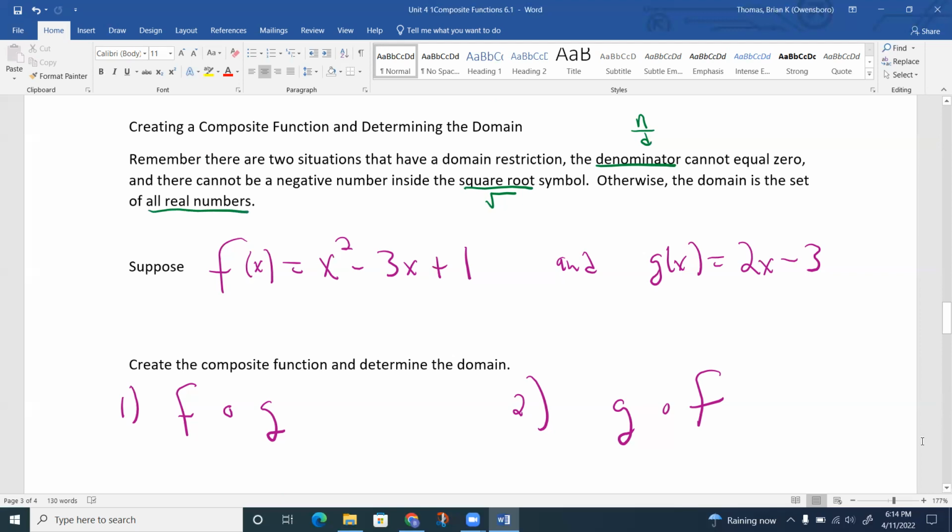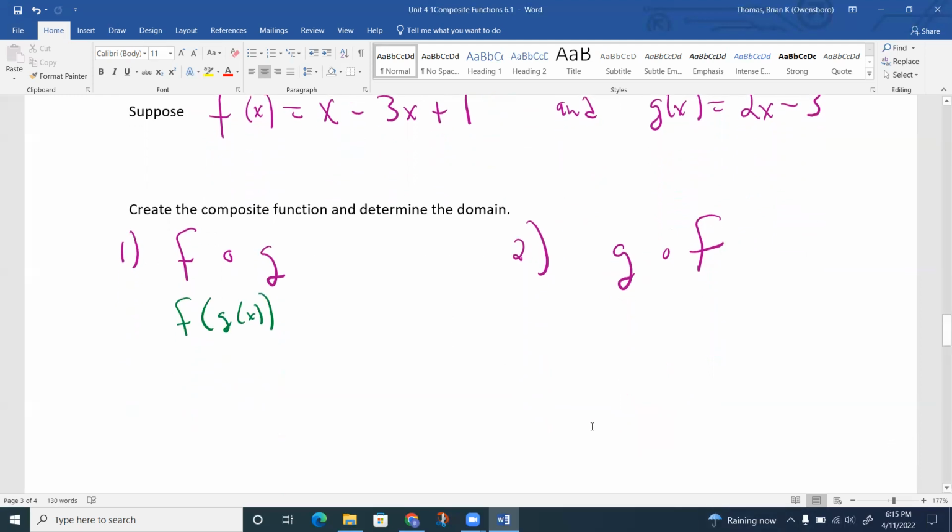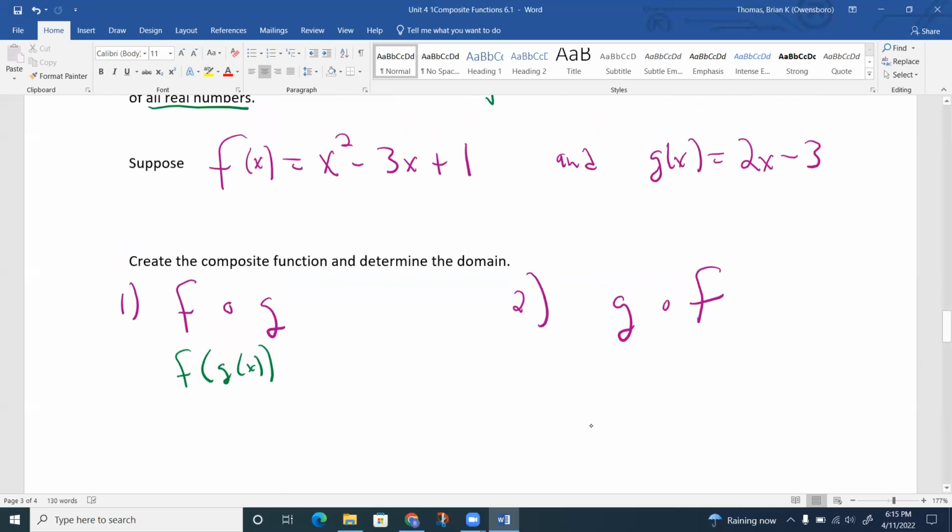So what we want to do next is we want to create the composite function and then determine the domain. So if I want to create the composite function f of g, this is going to be the same thing as f of g of x. So this notation is a little bit clearer for us. So again, f is going to be composed by g. So what happens is g of x is going to have to be substituted into the f of x function. So notice that g of x is going to be this 2x minus 3 over here. So this 2x minus 3 is going to replace g of x this time. So this is going to be f of 2x minus 3.